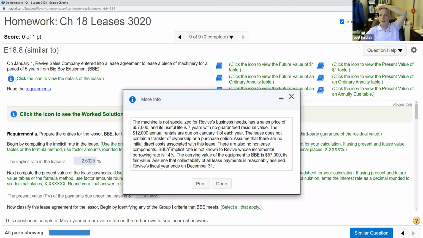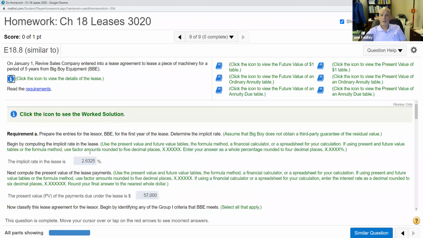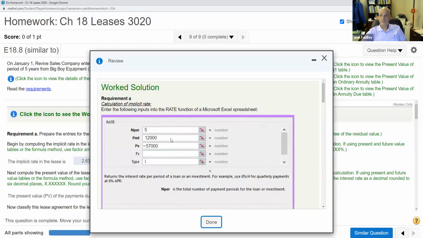There's an interesting comment. Their implicit rate is not known. His incremental rate is 14%. All right, so what does that mean for us? Well, they want you to calculate the implicit rate in this exercise. So how do we do that?